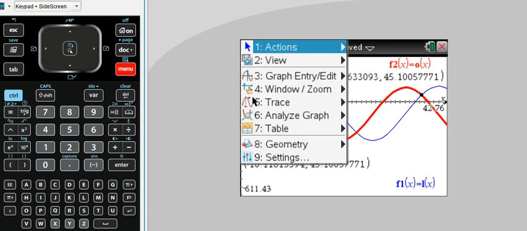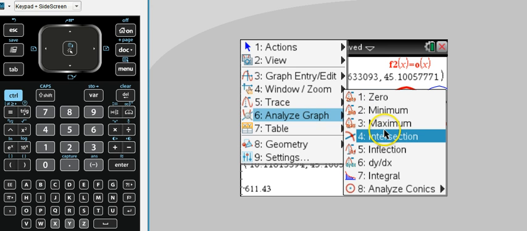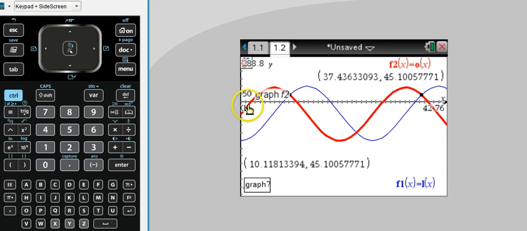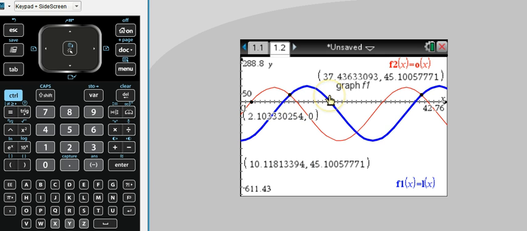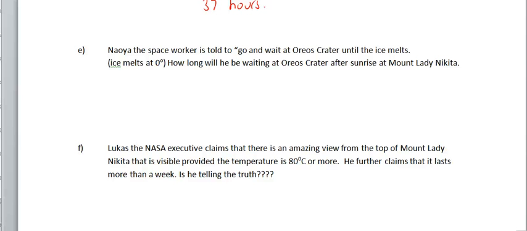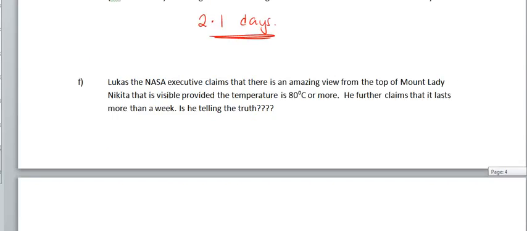So find that intersection point, or actually it's 0 because it's an x-intercept for this graph. So it's asking you which graph, graph 2 or graph 1. So we want graph 2, and the x-intercept or the 0 point is about there. So reading that is 2.1 days after sunrise. So that's your answer here, 2.1 days. Noya will have to wait before the ice actually melts. It's a long wait, Noya.